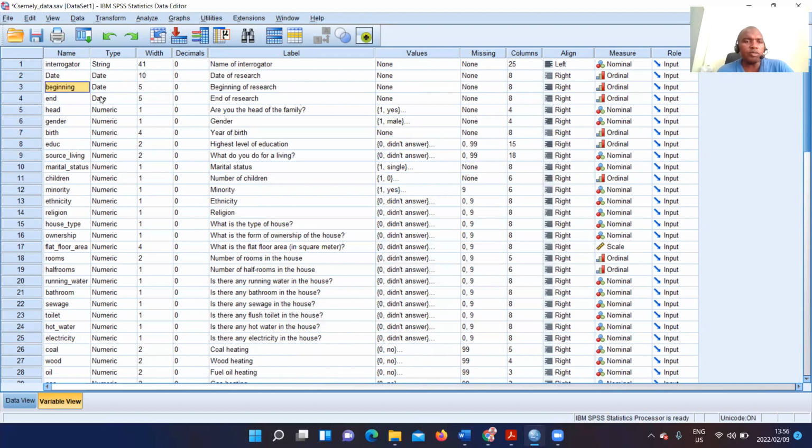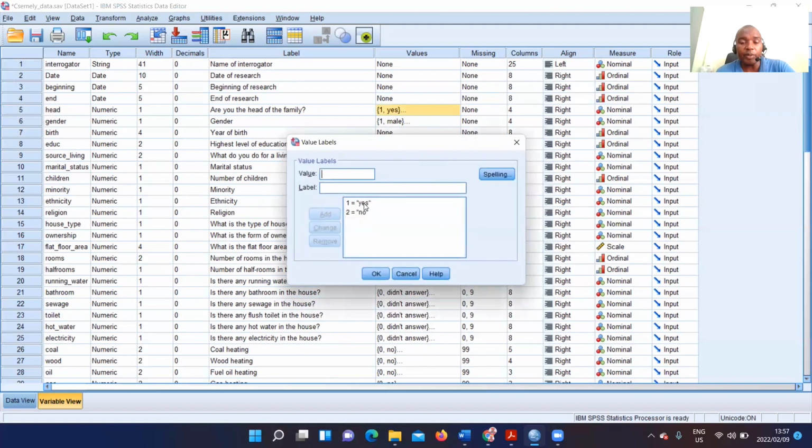And then also captured by this research instrument was the date of the beginning of the study, which we can't provide in advance in terms of values. We need to fill in the date. The date when the study was ended also can't be provided in advance. And then we've got the question, are you the head of the family? We know the question is qualitative, but we coded it to be numeric for purposes of analysis, with 1 representing yes and 2 representing no.